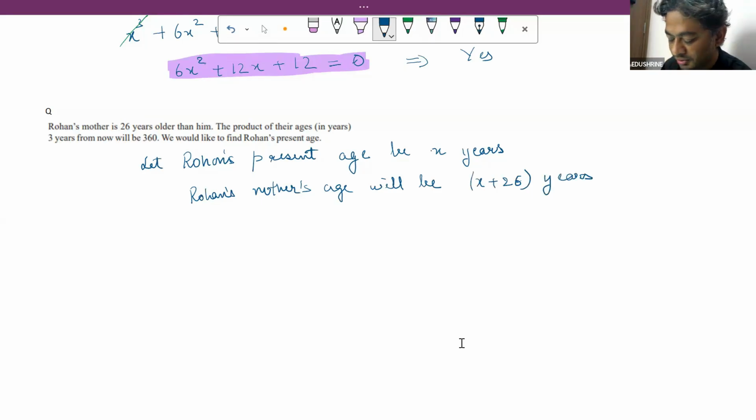Okay. Now, next, what are they telling me? They are telling me that the product of their ages 3 years from now. How old would Rohan be 3 years from now? He will be x plus 3. It when multiplied with mother's age 3 years from now. Mother's age would be x plus 29, because right now she is x plus 26. So after 3 years, x plus 26 plus 3, that is x plus 29. This will be 360. This is what is given. The product of their ages 3 years from now, product means multiplication, right, will be 360. So this is what we need to solve.